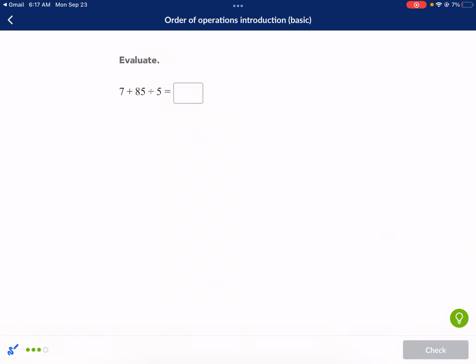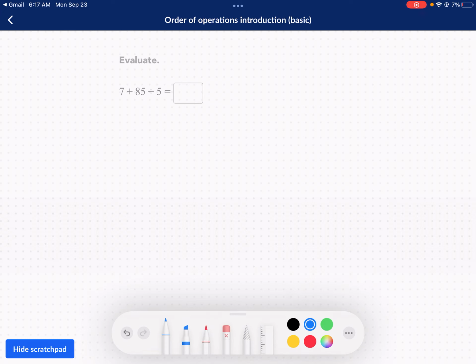And this is our last one. Okay, we got some division this time. So again, we're going to follow multiplication division before addition subtraction. So we have to do 85 divided by 5. If you're not sure, we can always use a little bit of long division.